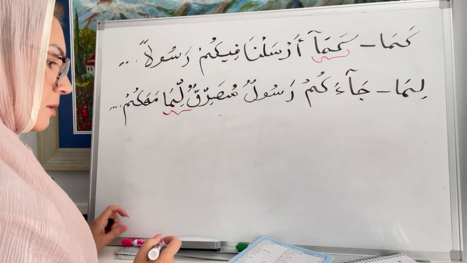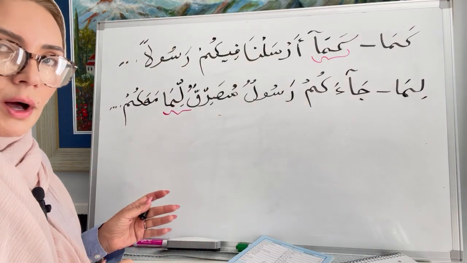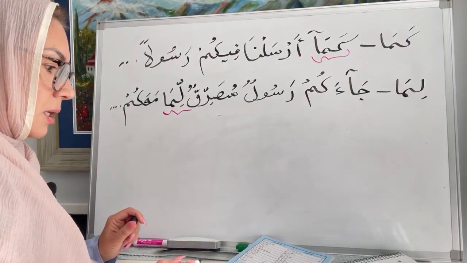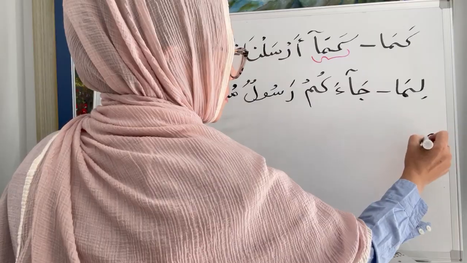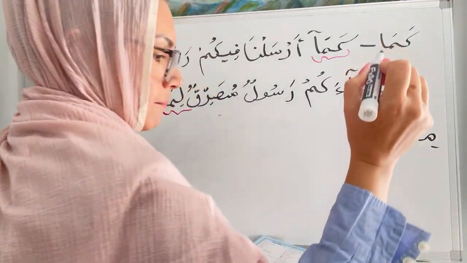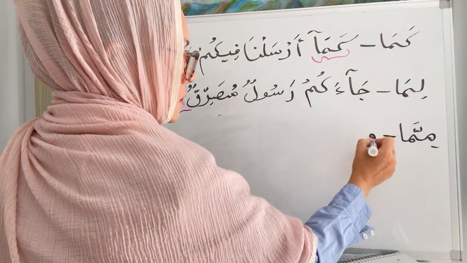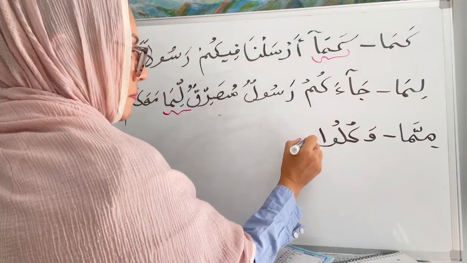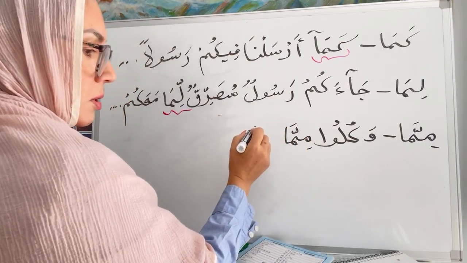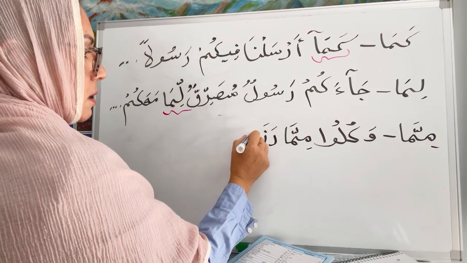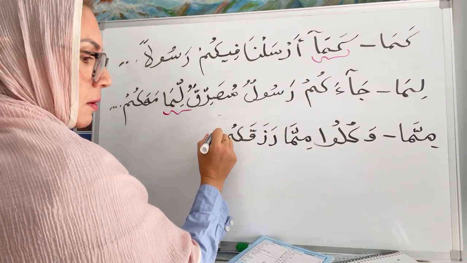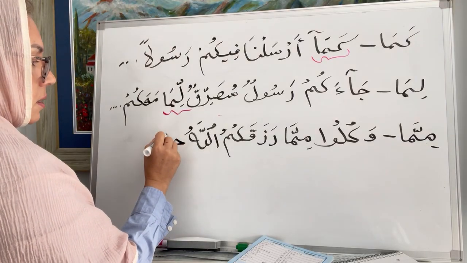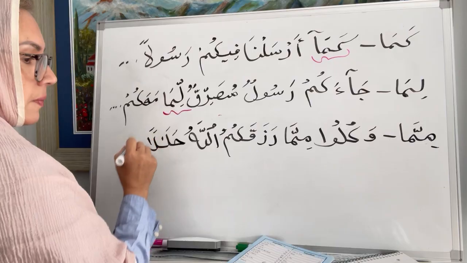So lima, we said it means for what, or for that which, or sometimes it means why, because, things like that. The next one we have is mimma, meaning out of what. Mimma. Okay, it says wa kulu mimma razaqakum Allah halalan tayyiba.